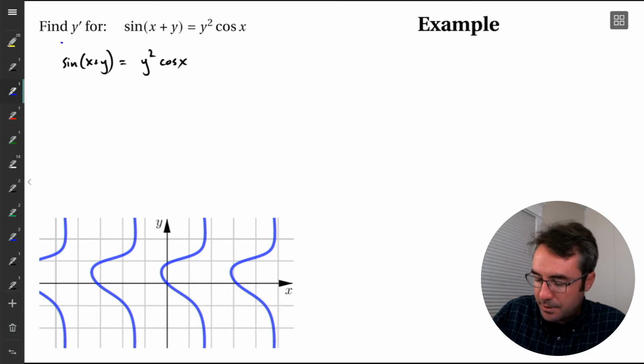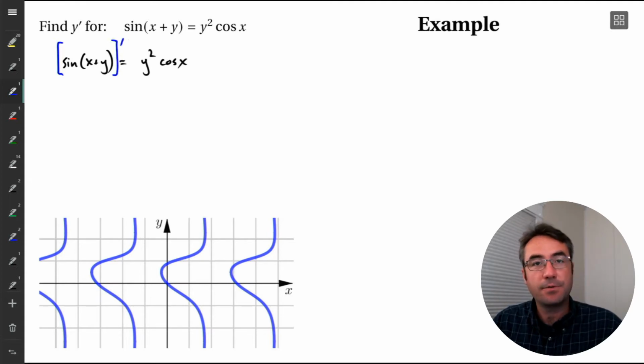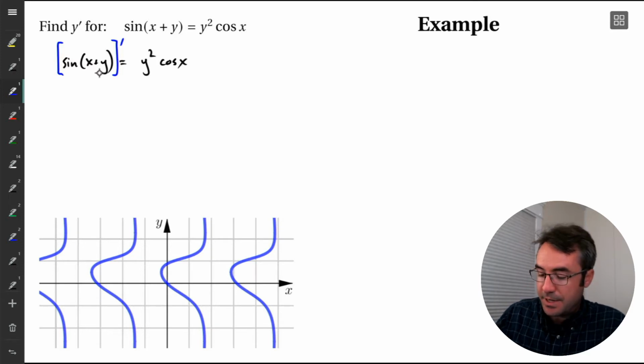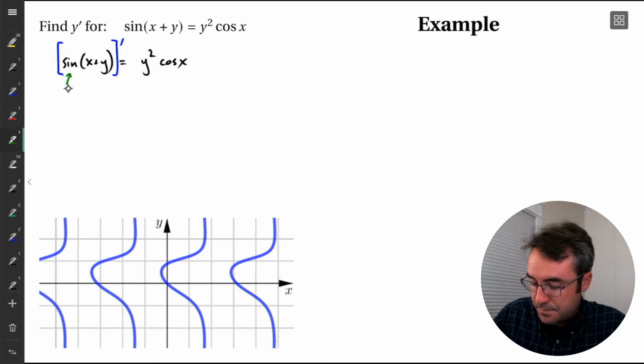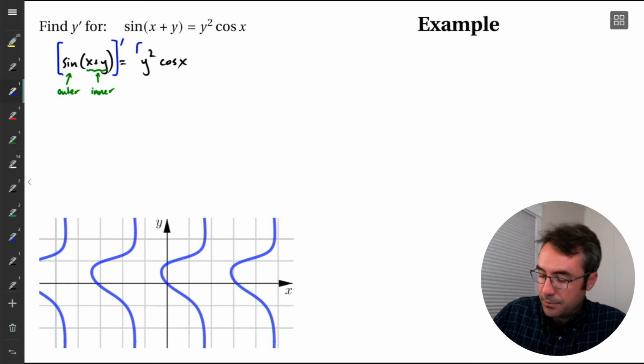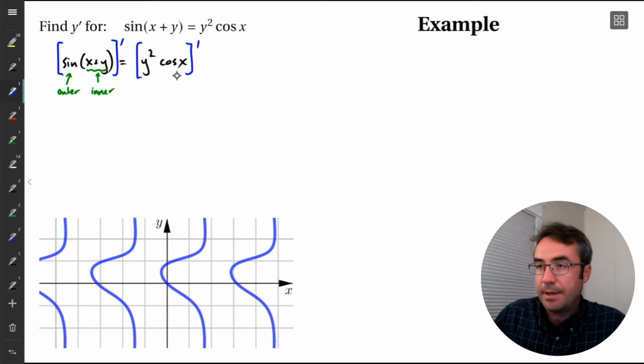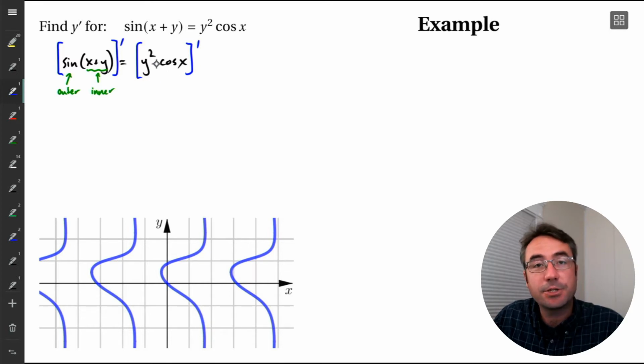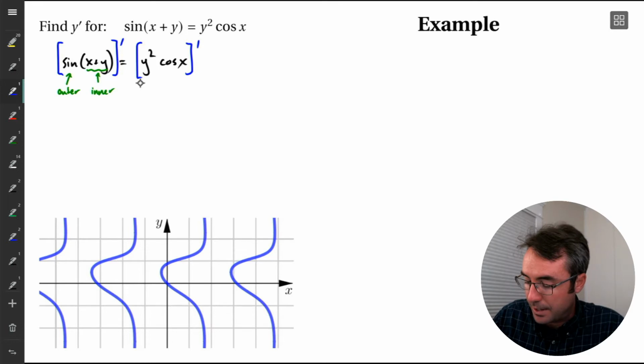And when we look at the left side, it's a composition. So there's an outer function, the sine function, and then there's an inner function, the x plus y. So we have to differentiate all of this. We also apply the derivative to the right side. Now again, there's no addition or subtraction over here, so we think of this as just one big term. There's multiplication here, so we're going to have to do some product rule.